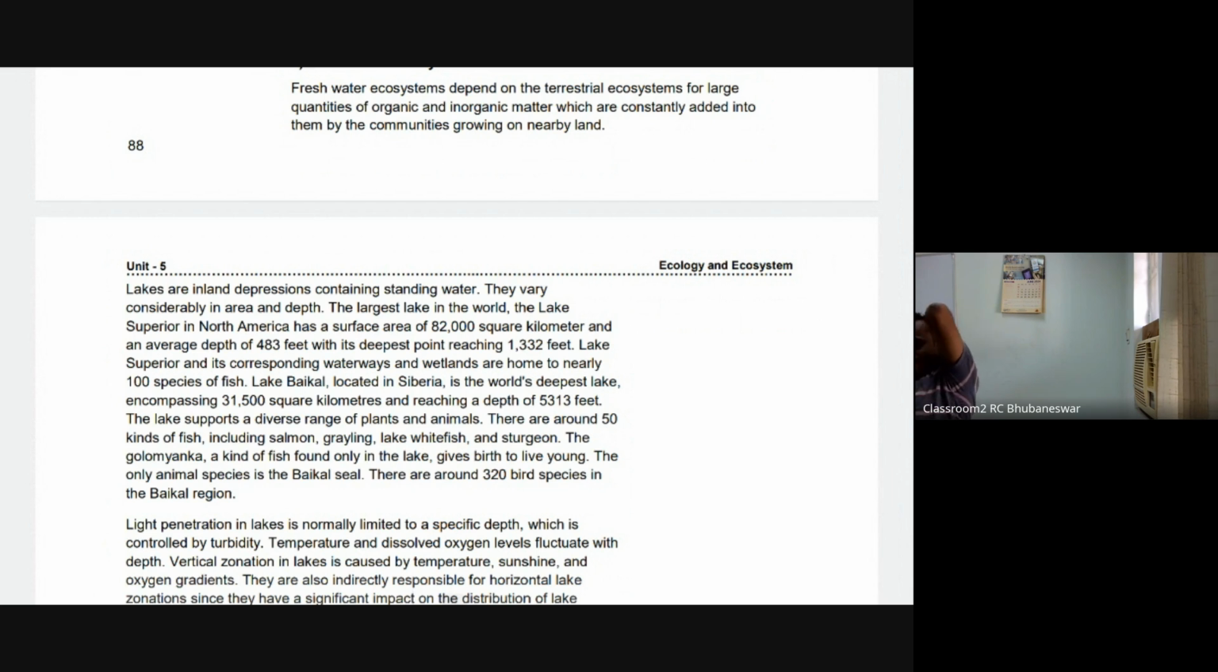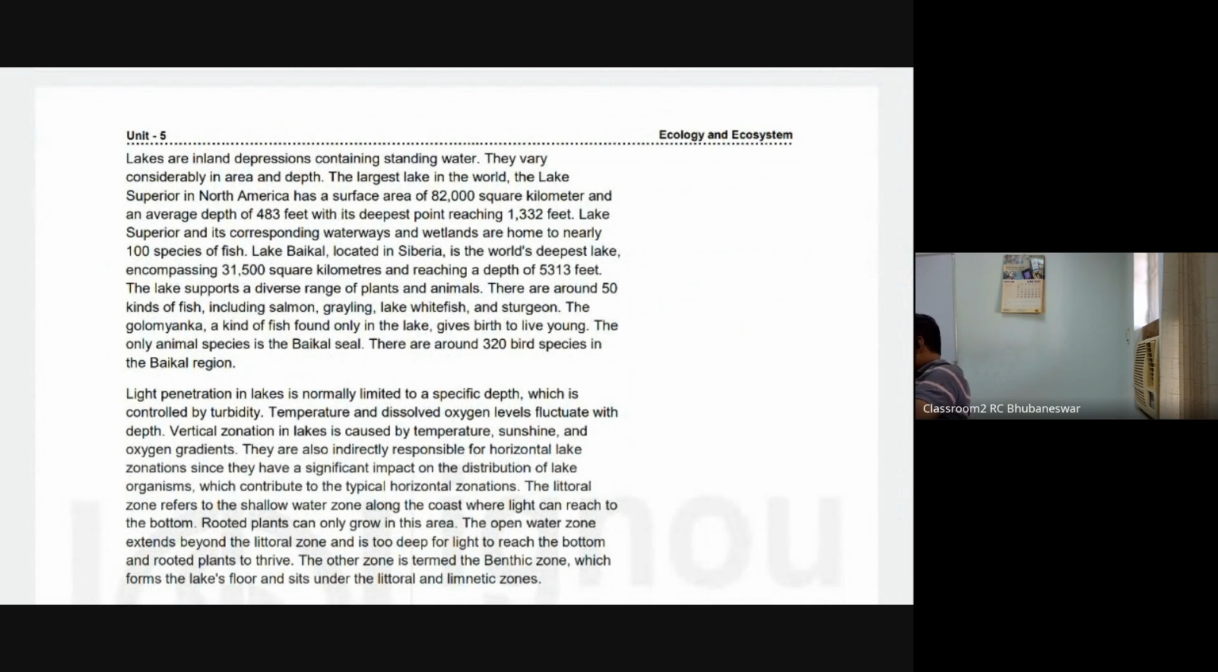And here are few lakes, just like Lake Baikal. Baikal is the deepest lake of the world, and just like Lake Superior, there are five Great Lakes of North America and Canada, and Superior is one of them. Lake Superior is the largest freshwater lake of the world. The other Great Lakes include Ontario. I don't remember other names.